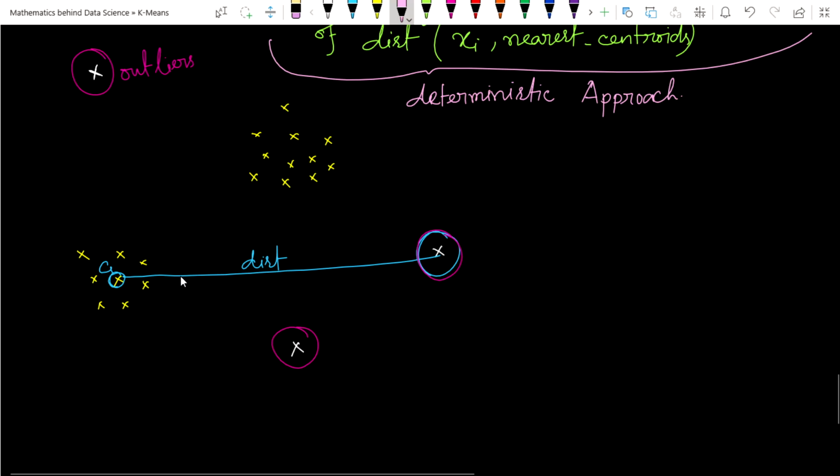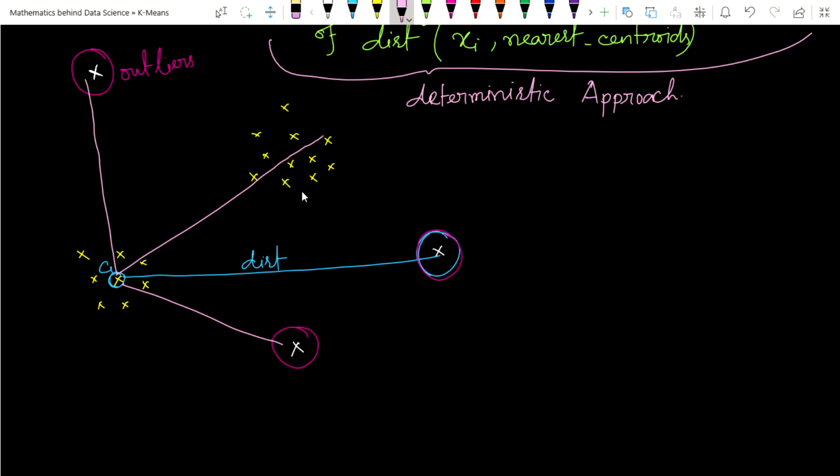So this is a far distance, this is also a far distance, these points are also far. So there may be a chance to pick any of these points. But if you use the deterministic approach, then our algorithm always picks the farthest point. If we use the probabilistic approach, it may pick this point, or this point, or that point. So if we use the probabilistic concept, our algorithm is less outlier prone.